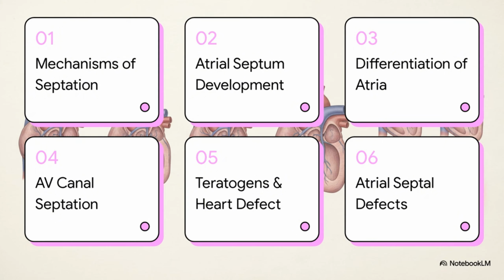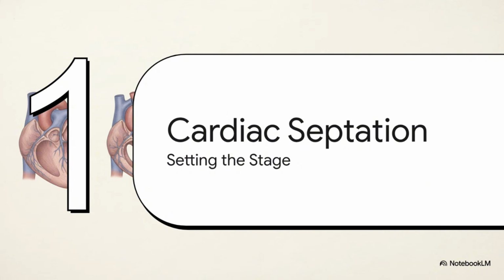Here's our roadmap for today's explainer. We'll be looking at the mechanisms of cardiac septation, atrial septum development, differentiation of the atria, and AV canal septation. Then, we'll tie it all together by applying this normal embryology to clinical pathology with teratogens and atrial septal defects. Section 1. Mechanisms of cardiac septation, setting the stage.